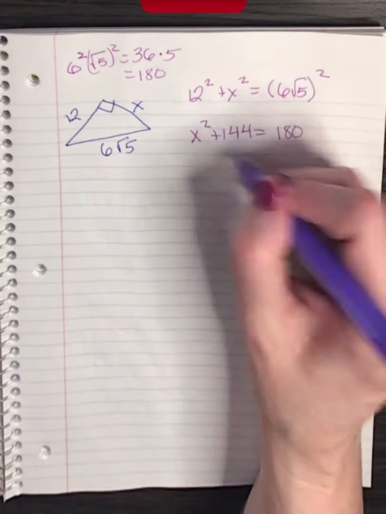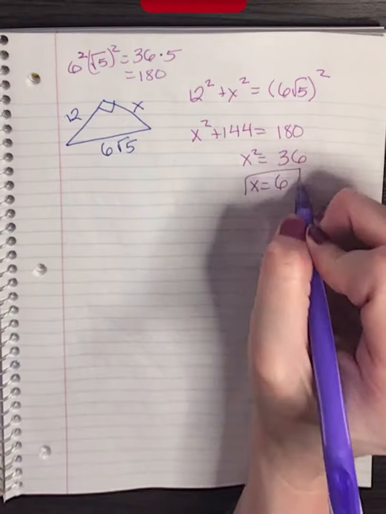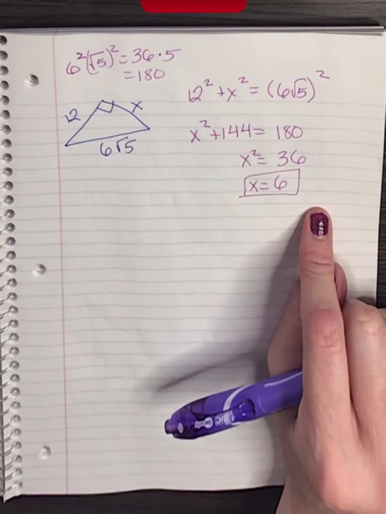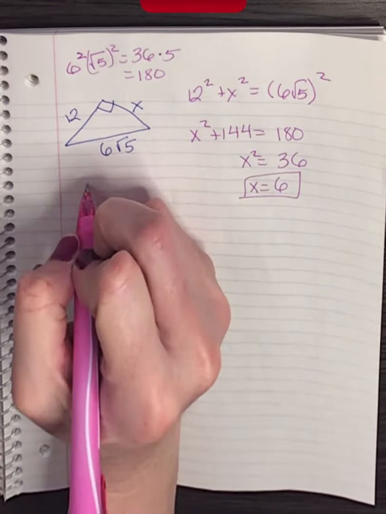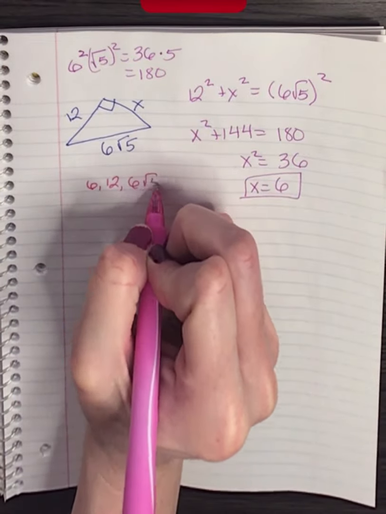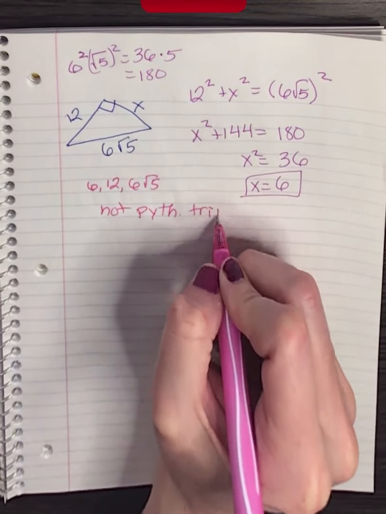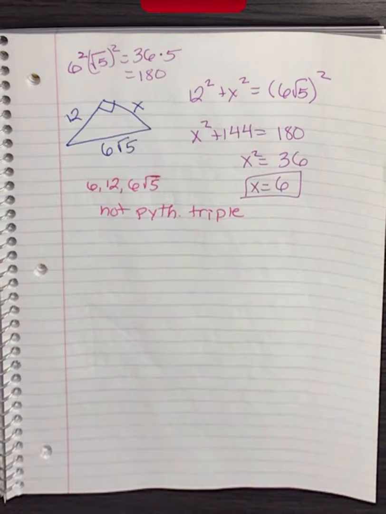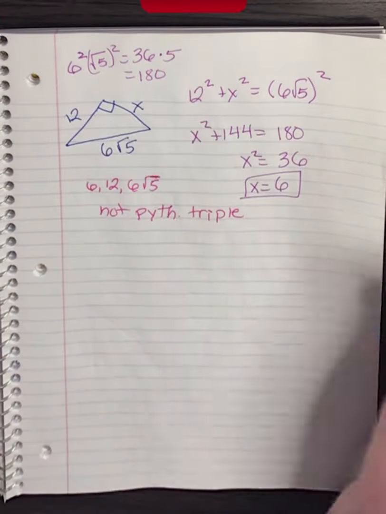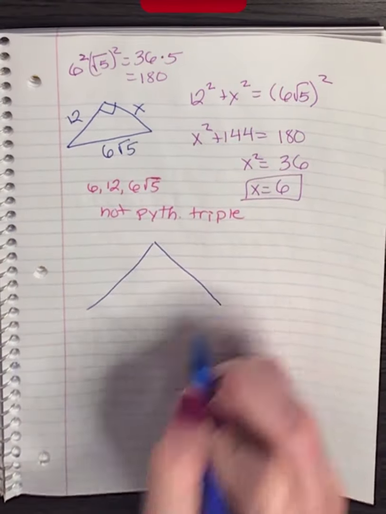Okay, then I'm going to subtract 144 from both sides, so I get x squared equals 36. Take the square root, and again, this is the one time you're not going to use a negative, because x represents a length. Okay, so our sides on this one are 6, 12, and 6 times the square root of 5. This is not a Pythagorean triple, because 6 times the square root of 5 is not an integer. Okay? All right. So again, this is kind of a short lesson. You should know the Pythagorean theorem. I think we've used it before. So just more application of it.